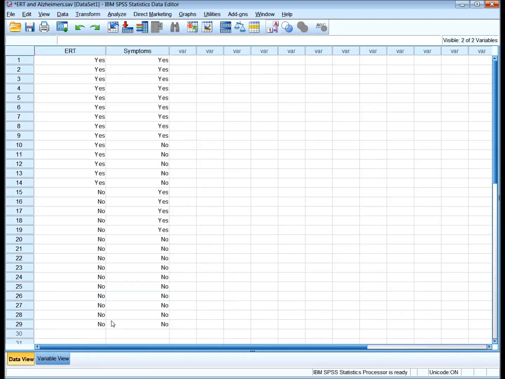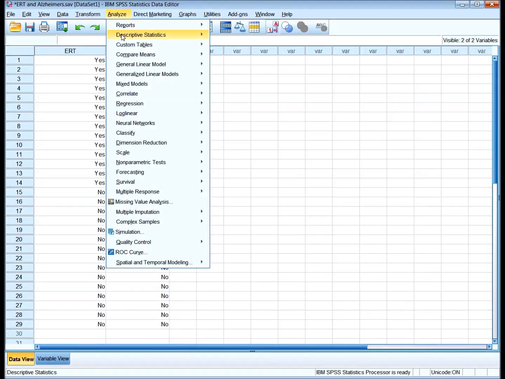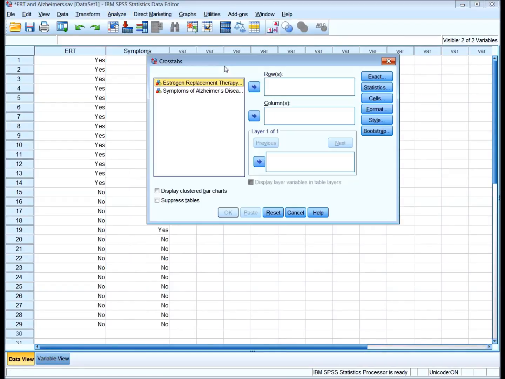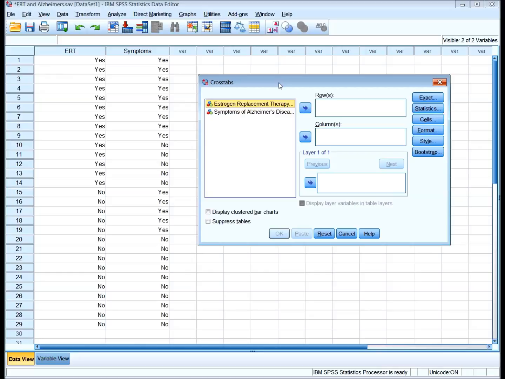So in order to run the cross tabulation and the chi-square test of independence, we can go to Analyze, choose Descriptive Statistics, and then choose Crosstabs. This will bring up the cross tabulation table. I'm going to put the estrogen replacement therapy variable in the rows and symptoms of Alzheimer's disease in the columns. It really doesn't matter which variable you put where, it'll just change the look of the cross tabulation.